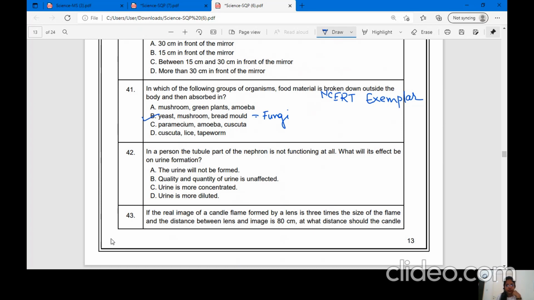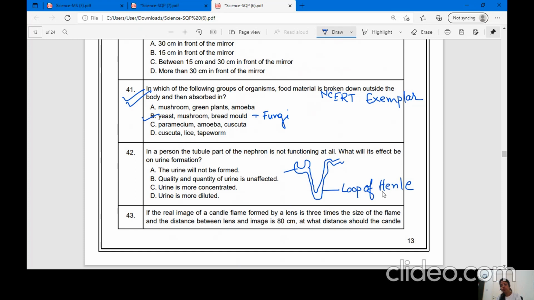Now question number 42. So what is there? This is a very easy question for me. Question number 42. In a person, the tubule part of the nephron is not functioning at all. Tubule part of the nephron means this is the nephron. Okay, so this is the nephron. It looks like half part of India, map of India. Anyway, this is Bowman's capsule. So this part, U-shaped structure, is also called loop of Henle.